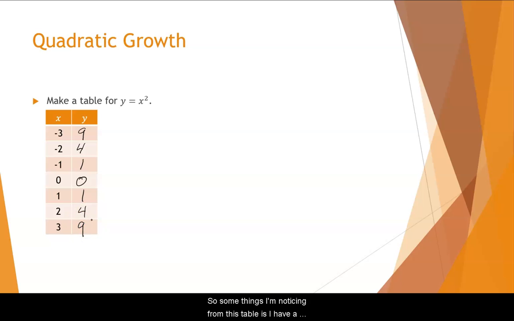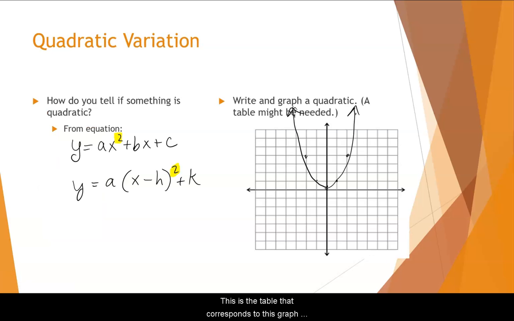So some things I'm noticing from this table is I have a repeating pattern. It starts high, goes low, and then goes high again. That's because I have what is called the vertex in this table. This is the table that corresponds to this graph that we just made on the previous slide.